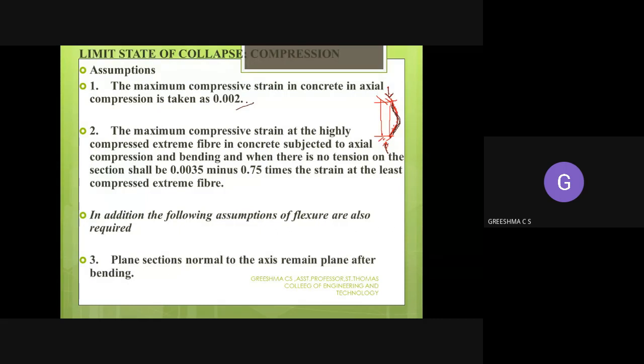Second, the maximum compressive strain at the highly compressed extreme fiber in concrete subjected to axial compression and bending, when there is no tension on the section, shall be 0.0035 minus 0.75 times the strain at the least compressed extreme fiber. So, the maximum compressive strain at the highly compressed extreme fibers.